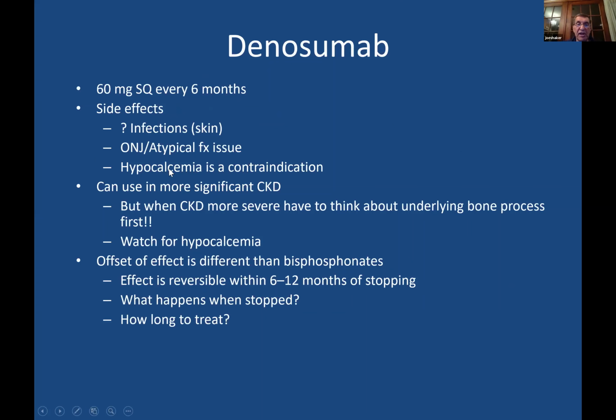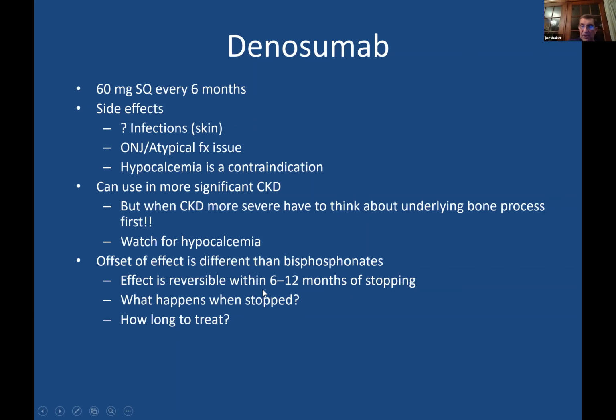Again, you can't use it in hypocalcemia. You can use it in more significant chronic kidney disease, but you have to remember when patients have chronic kidney disease, you need to think about what their underlying bone disease is. Very complicated system. But the offset is very different than bisphosphonates. They have a long tail effect. The effect is very quickly reversible.